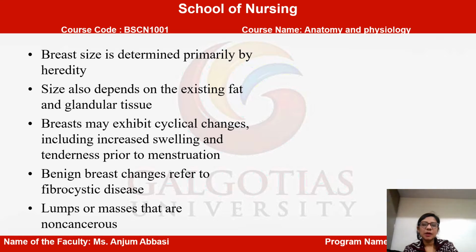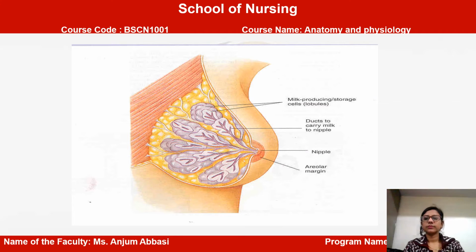Next, breast size is determined primarily by heredity, and size also depends on existing fat and glandular tissue. Breasts may exhibit cyclic changes, including increased swelling and tenderness prior to menstruation. Benign breast changes are referred to as fibrocystic disease, with lumps or masses that are non-cancerous.